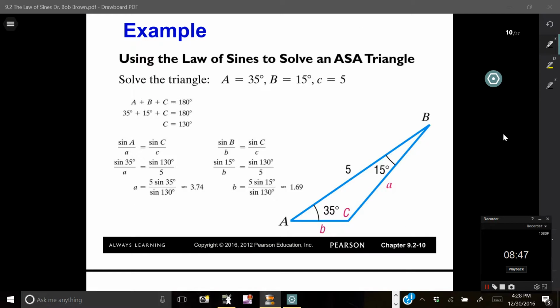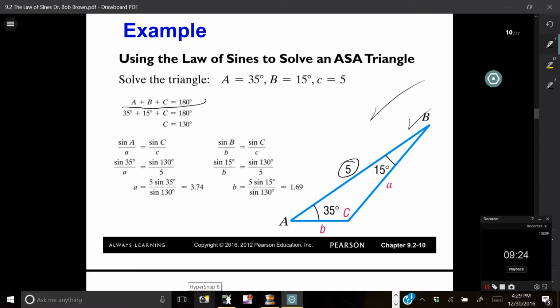In the next example, we're going to use the law of sines to solve an angle-side-angle triangle. We're given the triangle here on the right, and we know angle A, we know angle B, we know side C is 5, and we want to solve for angle C, side A, and side B.